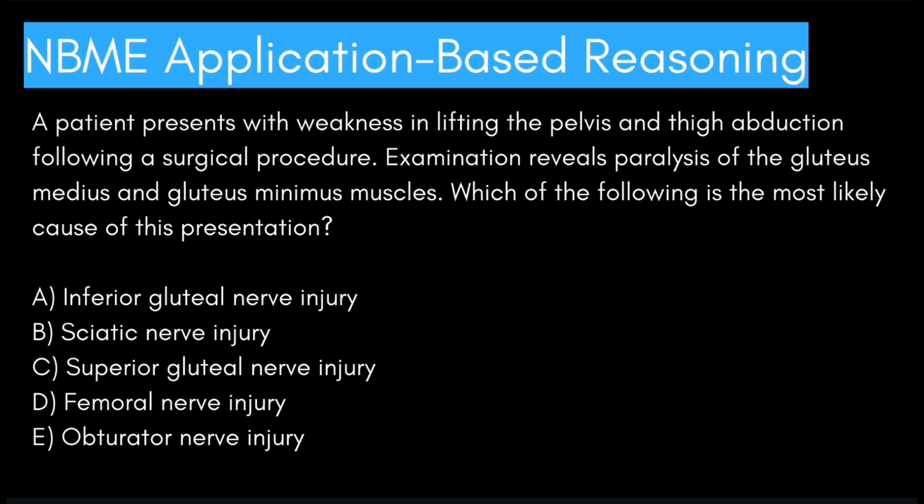Moving on to our questions. So we have a patient that presents with weakness in lifting the pelvis and thigh abduction following a surgical procedure. Examination reveals paralysis of the gluteus medius and gluteus minimus muscles. Which of the following is the most likely cause of this presentation?